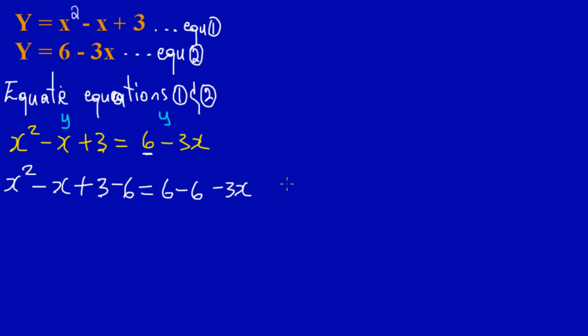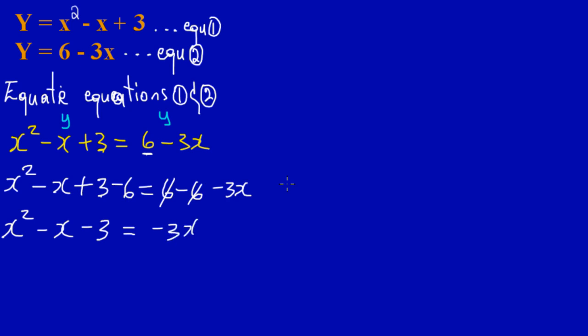Now let's collect terms. Here I have left x squared minus x, and we know that 3 minus 6 will leave us with a negative 3. You could always try that on your calculator. And we know a positive 6 will always cancel out with a negative 6. So what I have left here on my right hand side, I have a negative 3x.